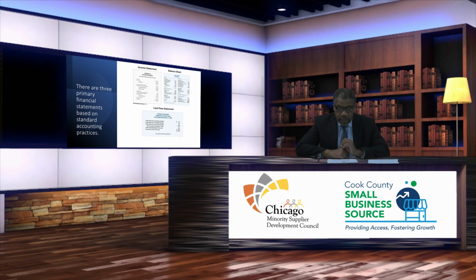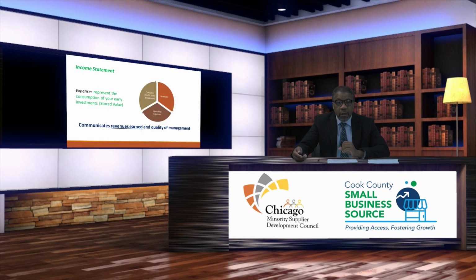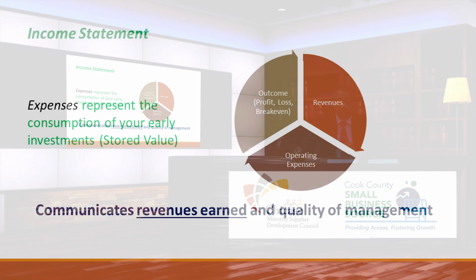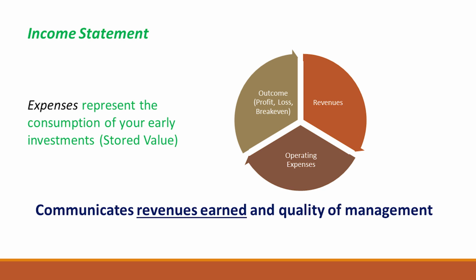To gain the most from these statements, we must be able to understand how these statements are constructed. We're going to take the time now in this segment to walk through each of the 3 financial reports in detail so you understand what's in them, how they're structured, and why they're important to you and your business. We start off with the income statement. There's 3 pieces to the pie. First, revenues. Second, operating expenses. Third, what we call profit, loss, or break even.